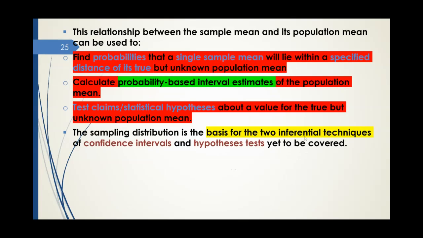So the whole point there is that most of your variables within your study are not too far away from your average. Remember, we always say the mean is your average, the fancy word for your average. This relationship between the sample mean and its population mean can be used to find probabilities that a single sample mean will lie within a specific distance of its true but unknown population mean. So this allows us to make certain assumptions.